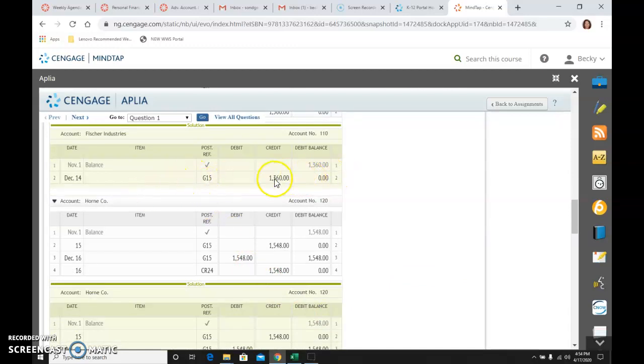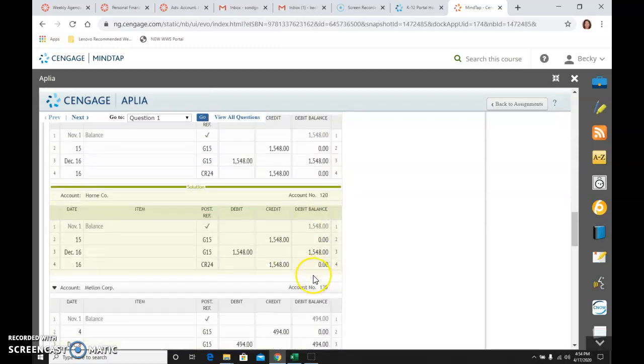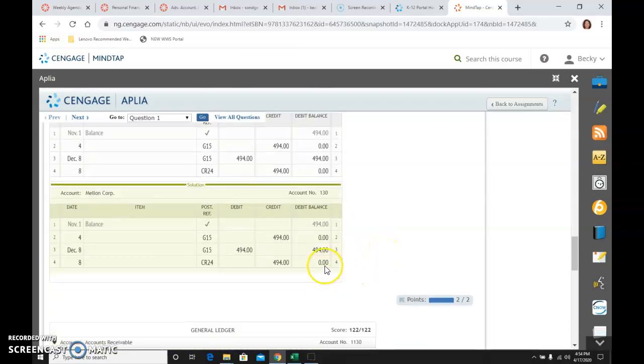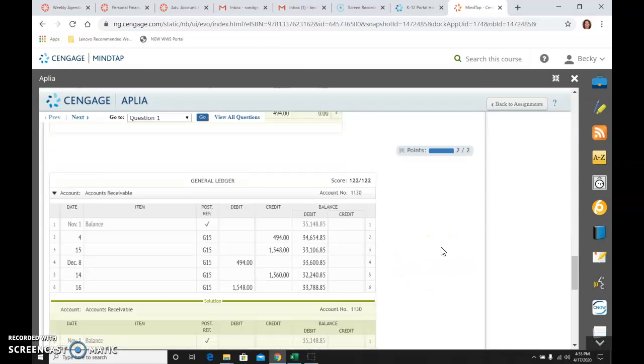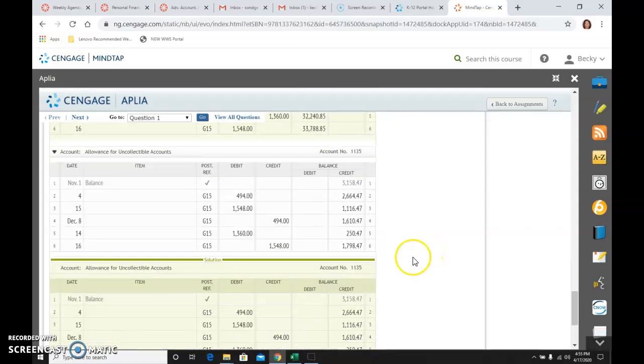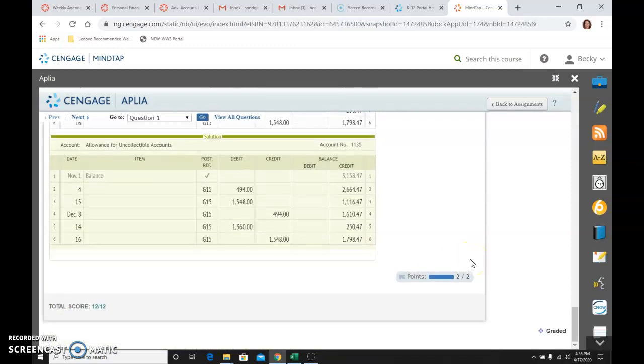There's Fisher. After we posted, they have a 0 balance. Harris Company, after I posted, has a 0 balance. Mellon, after I posted, has a 0 balance. And then my accounts receivable, the balance after I posted everything is $33,788.85. The allowance is $1,798.47, a credit as you would expect. And that's it.